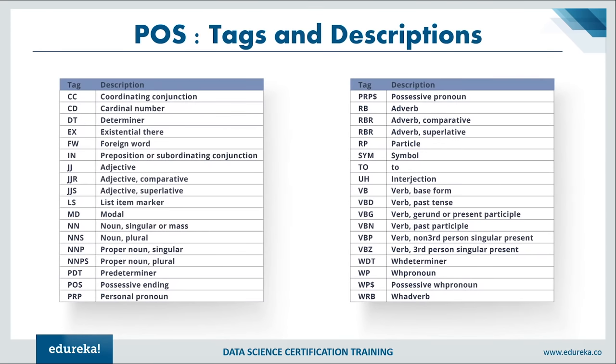So POS tags are usually used to describe whether the word is a noun, an adjective, a pronoun, a proper noun, singular, plural, a verb, a symbol, or an adverb. As you can see here, we have so many tags and descriptions for the different kinds of words, all the way ranging from coordinating conjunction to WRB, the wh-adverb.